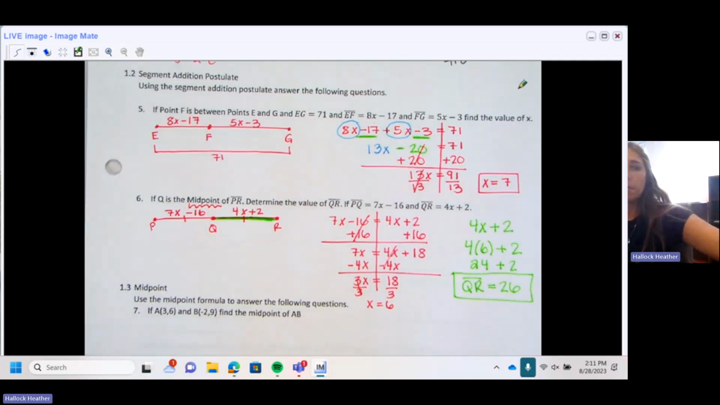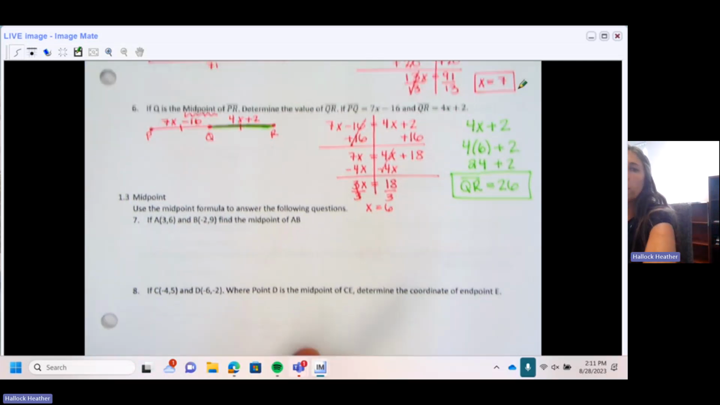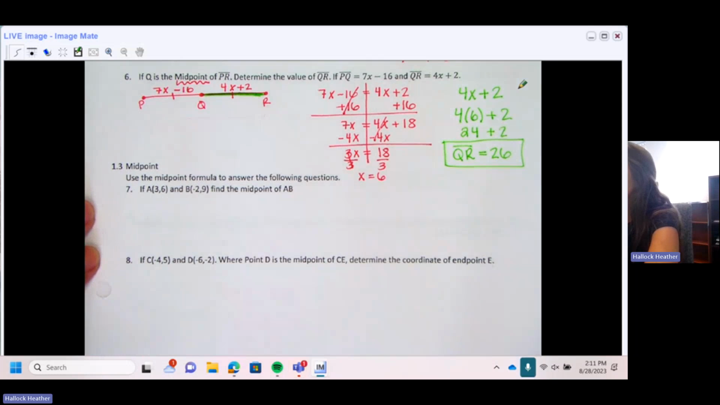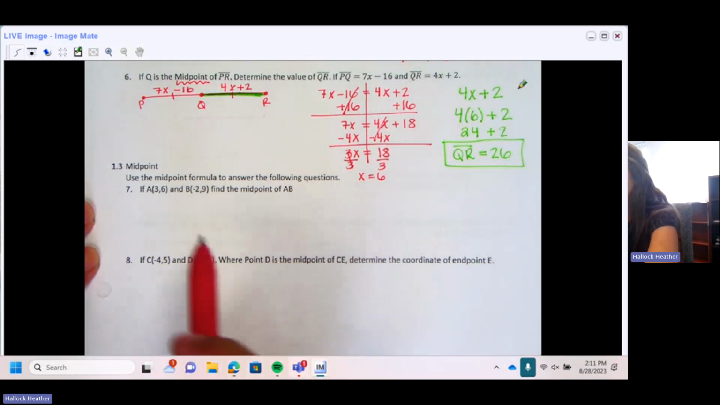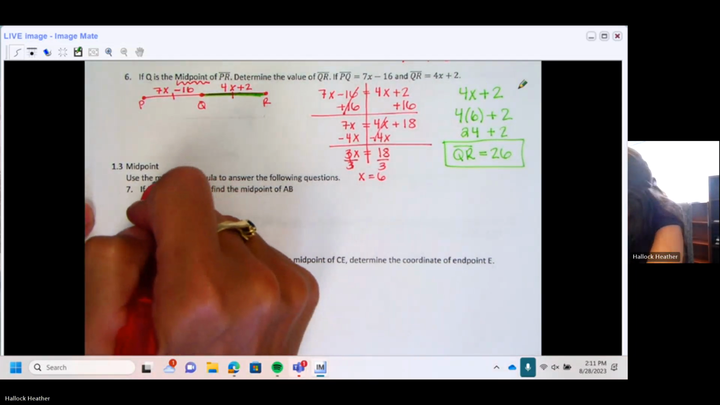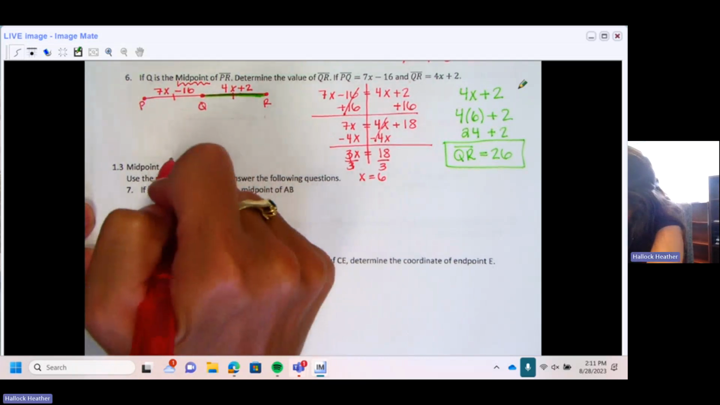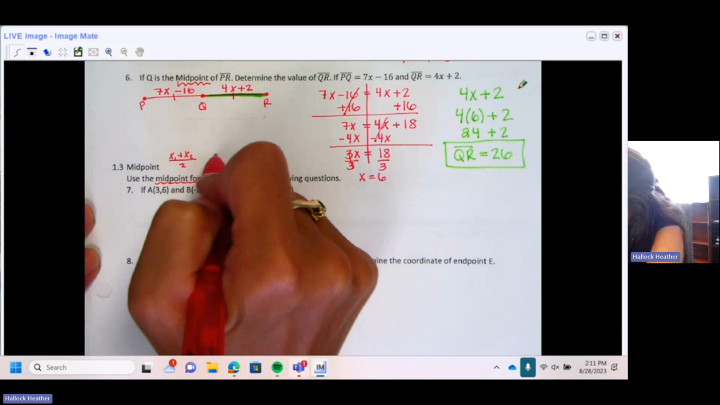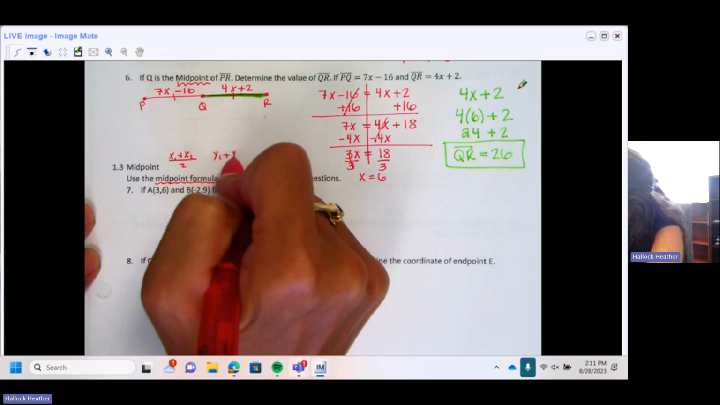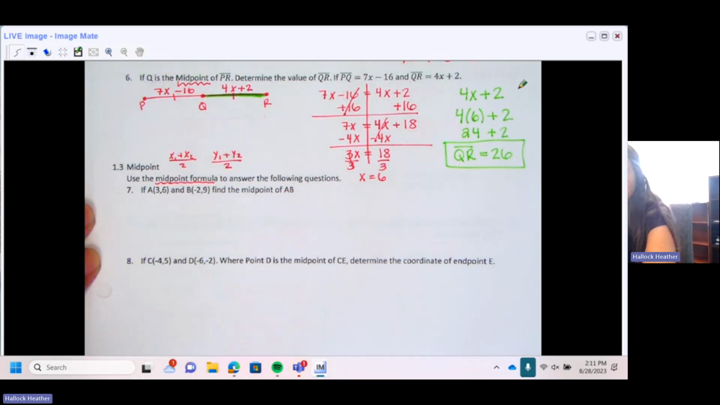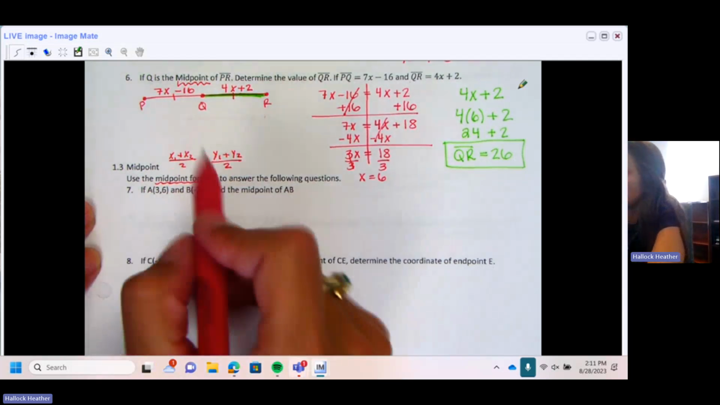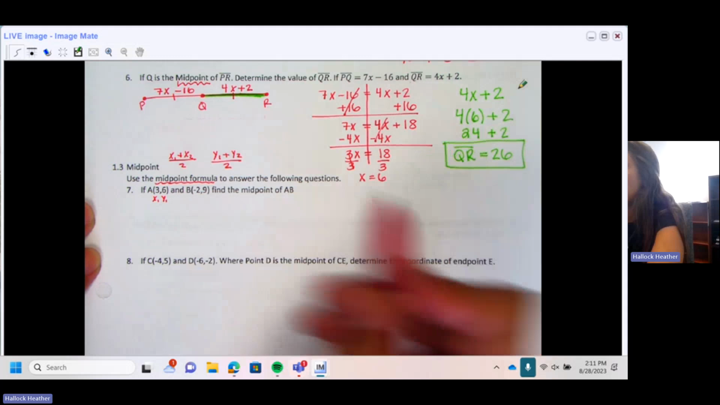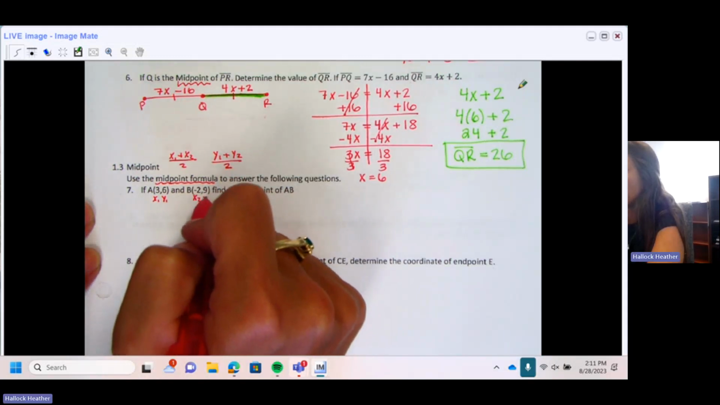Okay. Moving to 1.3. 1.3 was all about midpoint. So this is using the midpoint formula. Midpoint formula is x1 plus x2 divided by 2 and y1 plus y2 divided by 2. So that's the formula that we talked about in class. So I'm going to label this x sub 1, y sub 1. It's the first coordinate point. x sub 2, y sub 2.